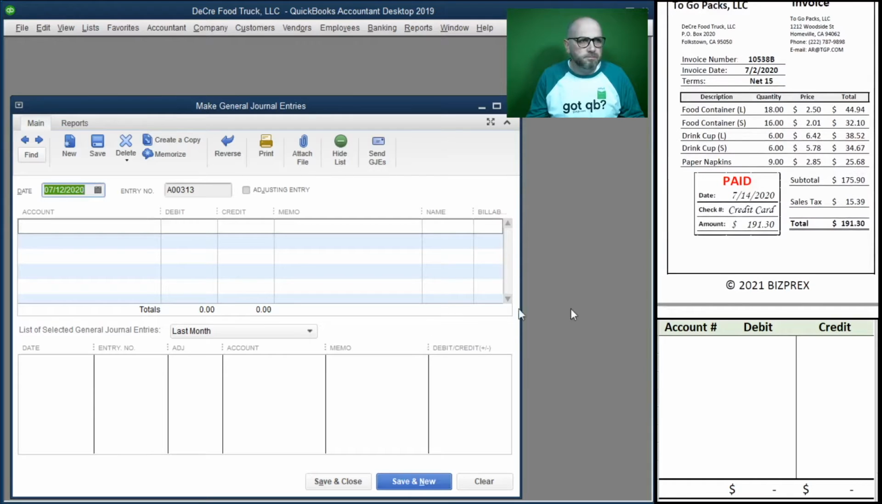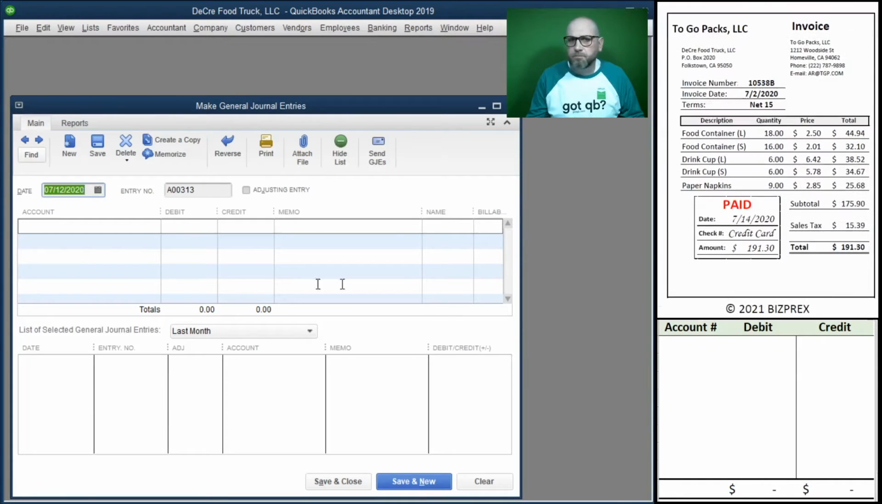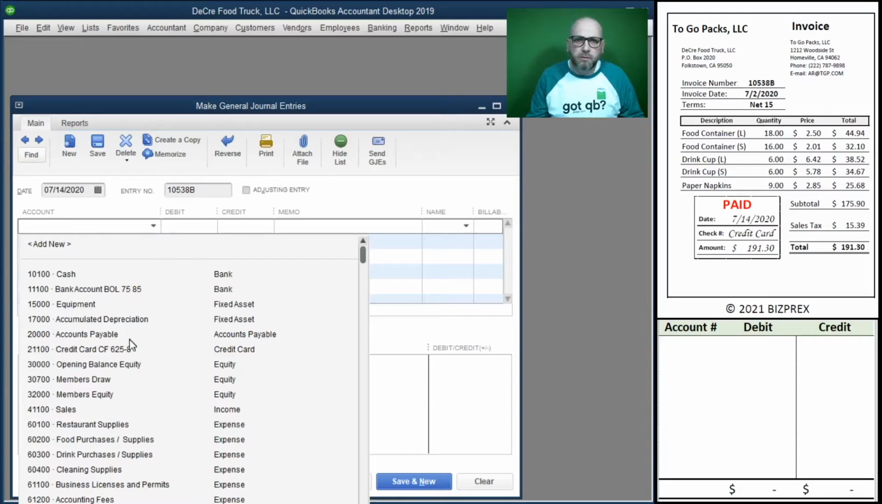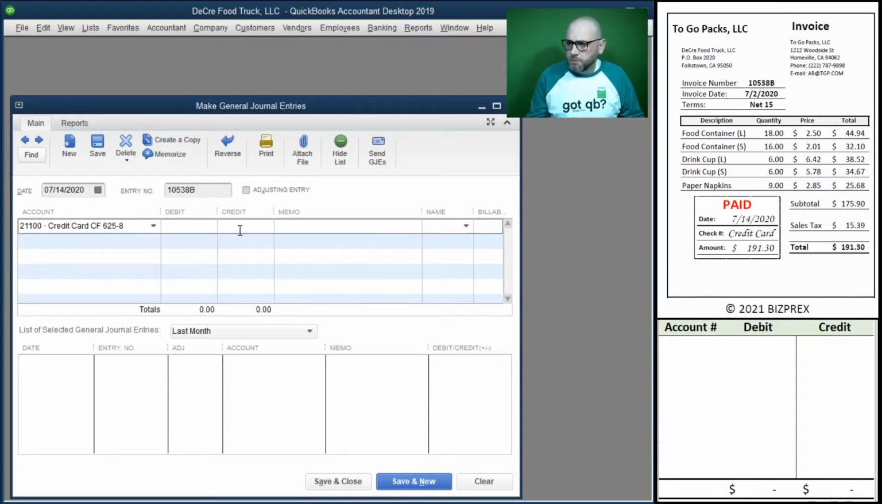Have another one. All right, this one is also credit card. Okay, balance on the credit card is going up because we're borrowing, and our expenses on restaurant supplies are going up. Right, so here we are.